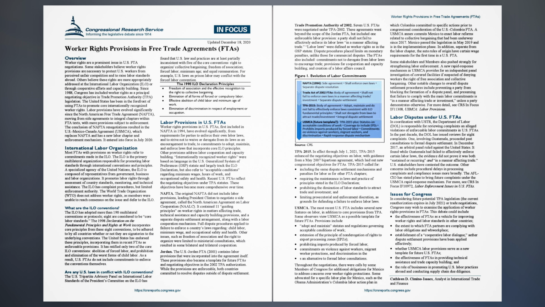Full dispute procedures applied to failure to enforce a country's laws regarding child labor, minimum wage, and occupational safety and health. Other issues, such as freedom of association and the right to organize, were limited to ministerial consultations, which resulted in some bilateral and trilateral cooperation. Jordan. The U.S.-Jordan FTA 2001 contains labor provisions that were incorporated into the agreement itself.